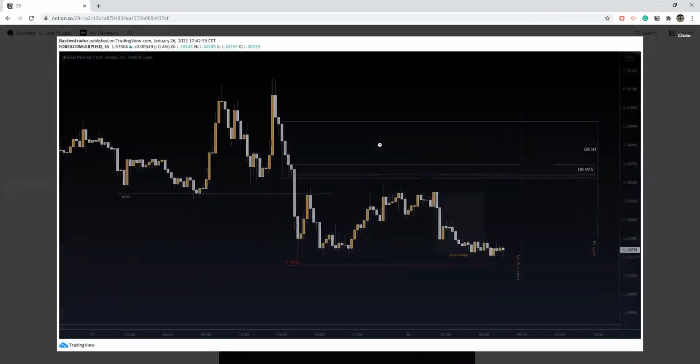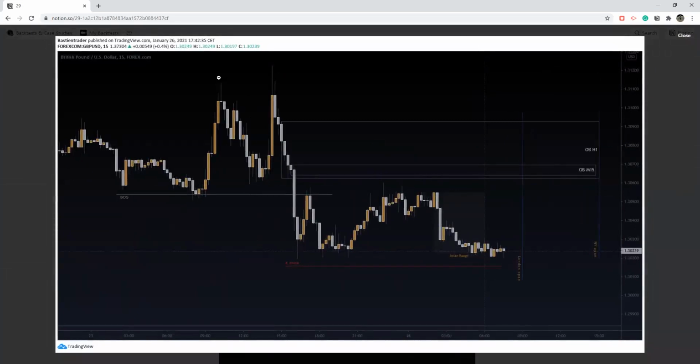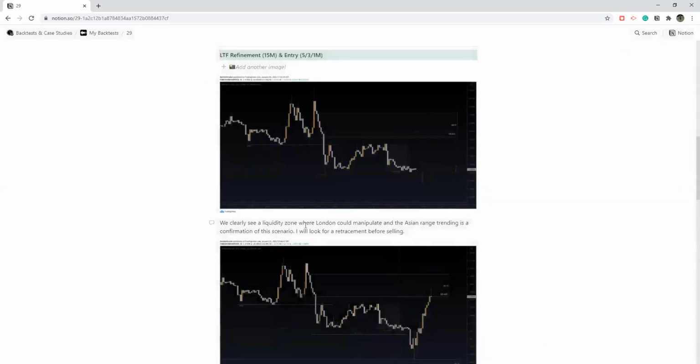Do we have an hourly? No. Okay, so this is your hourly OB. This is a nice liquidity grab above, break of structure. Nice consolidation right here, trending Asian range zone. So are you looking for longs, manipulation down, or are you looking for manipulation up and shorts? Let's see.